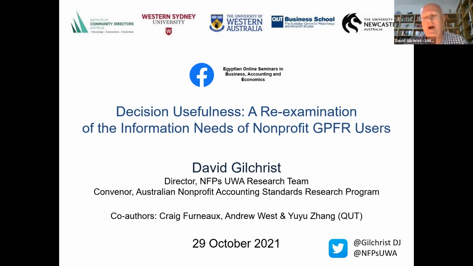To that extent, this paper is entitled, as you can see, Decision Usefulness: a re-examination of the information needs of non-profit general purpose financial report users. I'll explain that a little more, but it is part of a major research program we have underway in this country, called the Australian Non-Profit Accounting Standards Research Program. I lead the program, and UWA, the University of Western Australia, is the key administrative unit, but we have collaborated with the Institute of Community Directors, Western Sydney University, Queensland University of Technology, and the University of Newcastle. So it's a fairly national program.